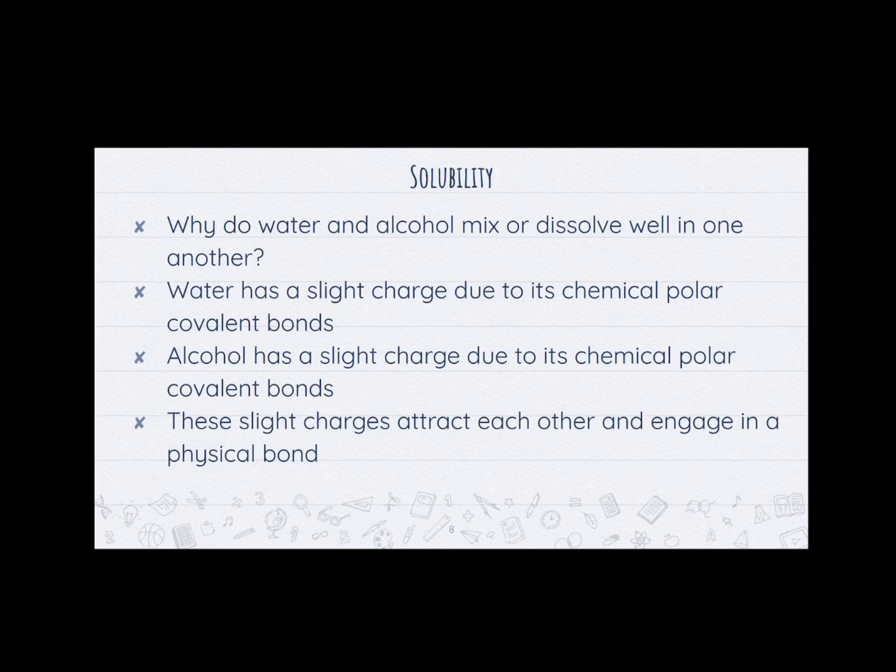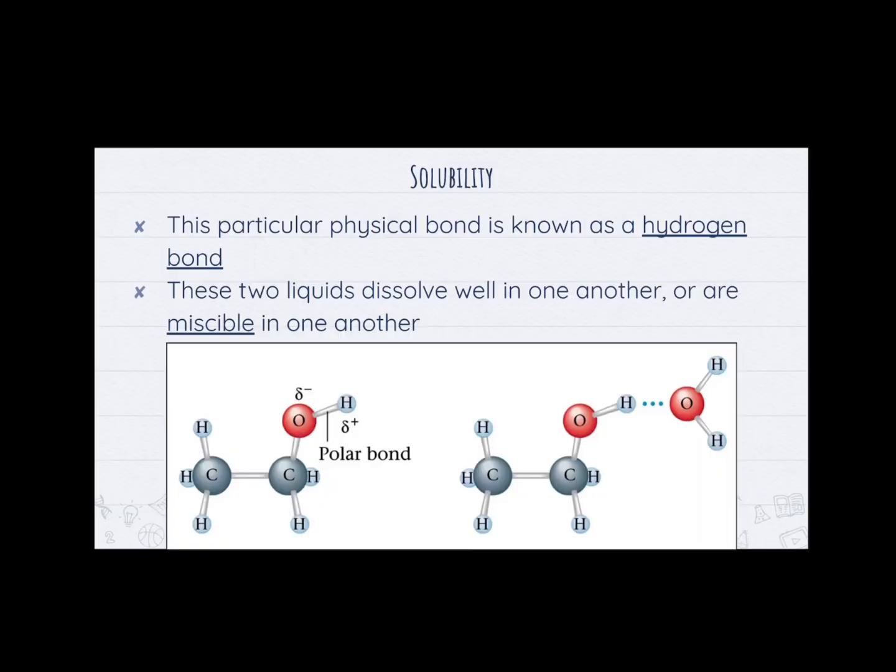So why do water and alcohol mix well in one another? Water has a slight charge due to its chemical polar covalent bonds. Alcohol has a slight charge due to its chemical polar covalent bonds. These slight charges attract each other and they form a physical bond. This particular physical bond between water and alcohol is a hydrogen bond.